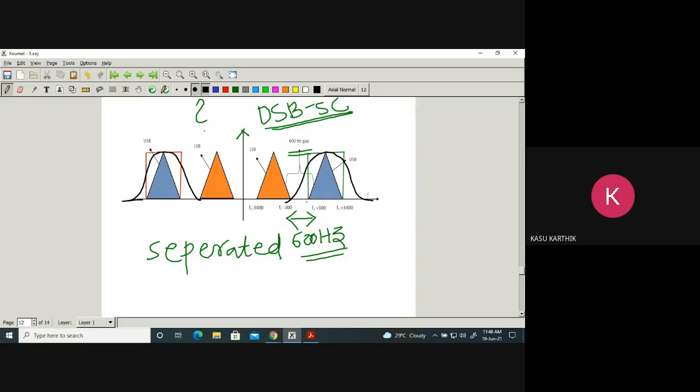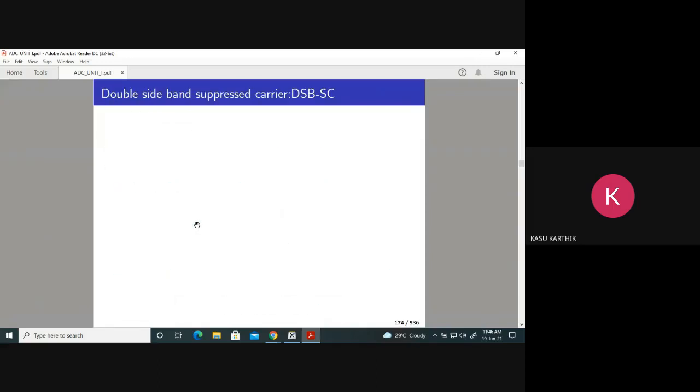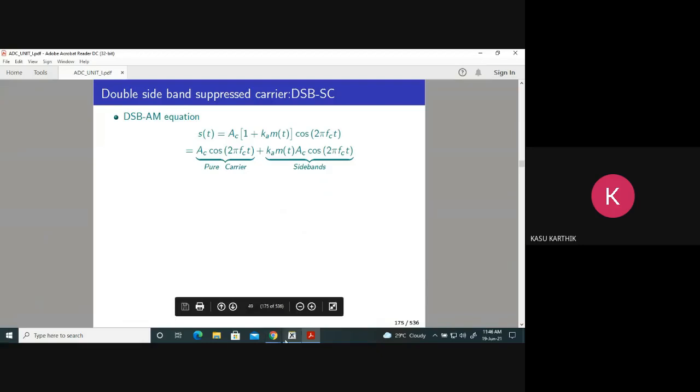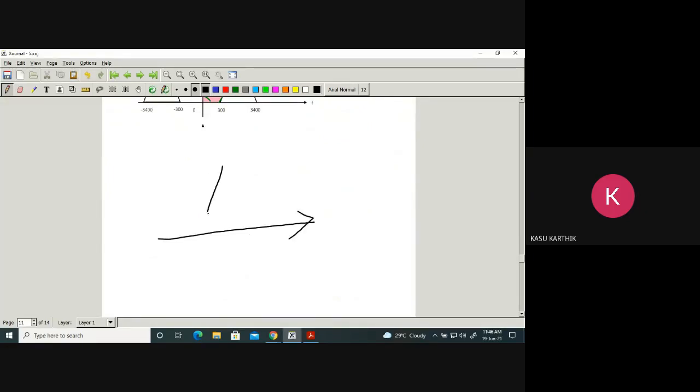So whenever the baseband spectrum has little power at zero frequency, SSB is good. For speech and audio, SSB is good, but video you cannot generate that. See, this is a spectrum of DSBSC if M of t is like this, if M of f is like this.